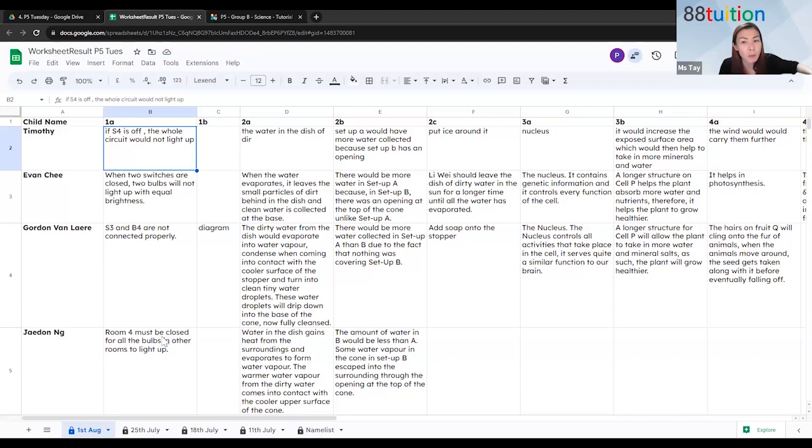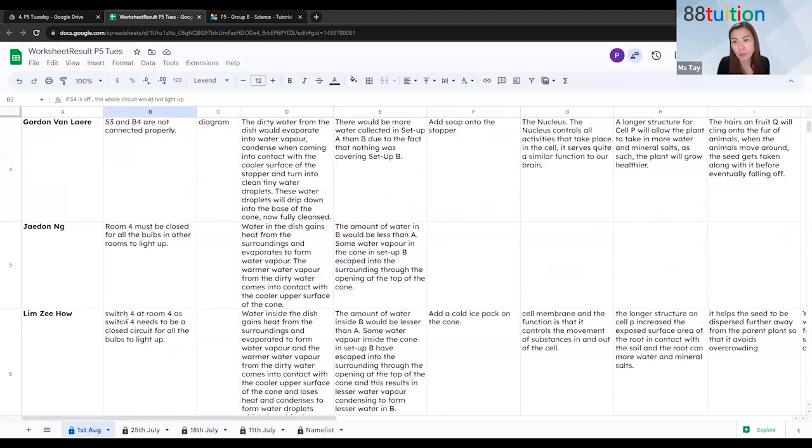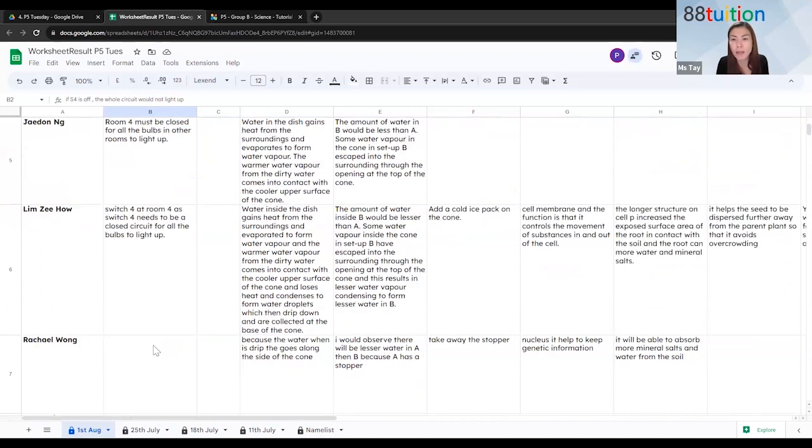You say room 4 must be closed. What about room 4? Is it the window closed? Is it the door closed? Right now, it's the switch. It's the switch that must be closed, not the room. So switch 4 needs to be closed. Okay, yes.